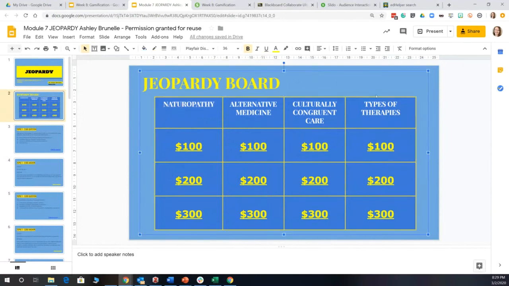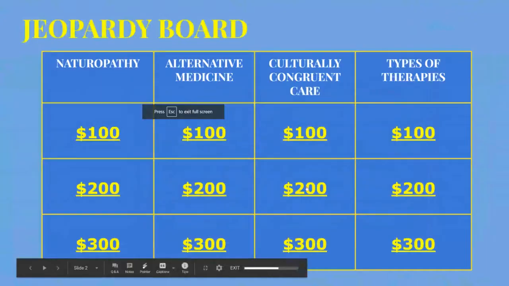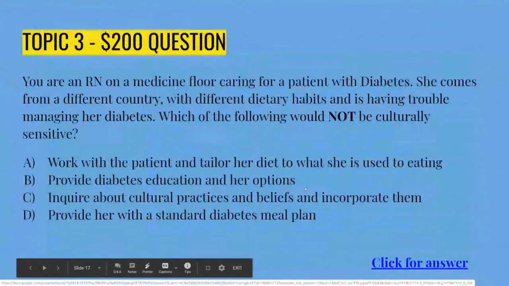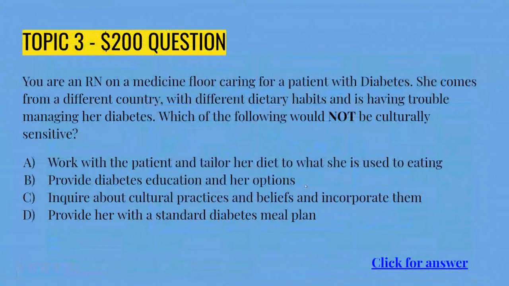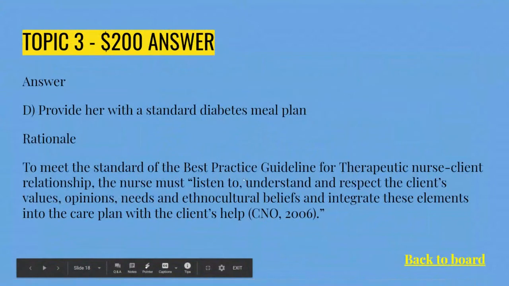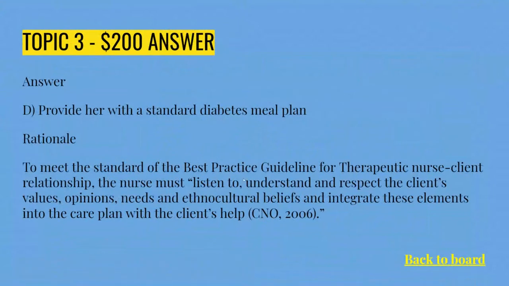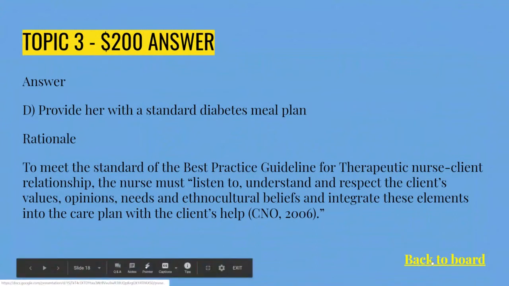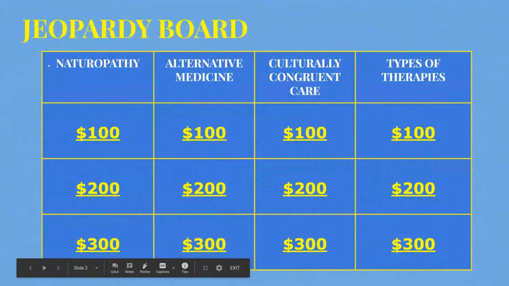Basically what happens here is if a student goes into this and clicks present, they can pick a dollar value. It takes them to a question. They read the question. They think of what they think the answer is. They then click for the answer. And then it provides them the answer with the rationale. I kind of like that the rationale is right beside it. And then this link here that says back to the board is another hyperlink that just hyperlinks back to this same slide.